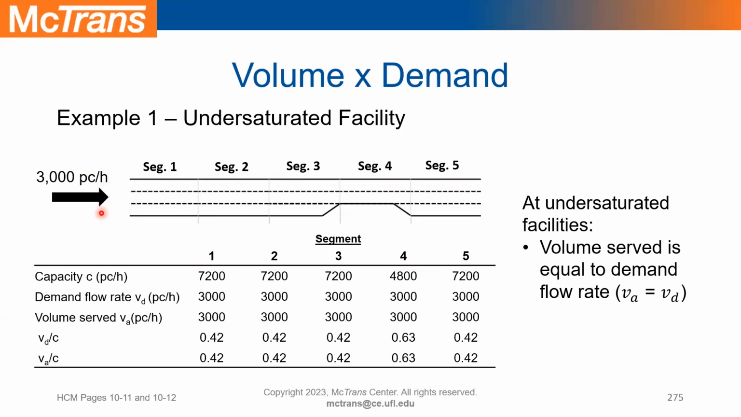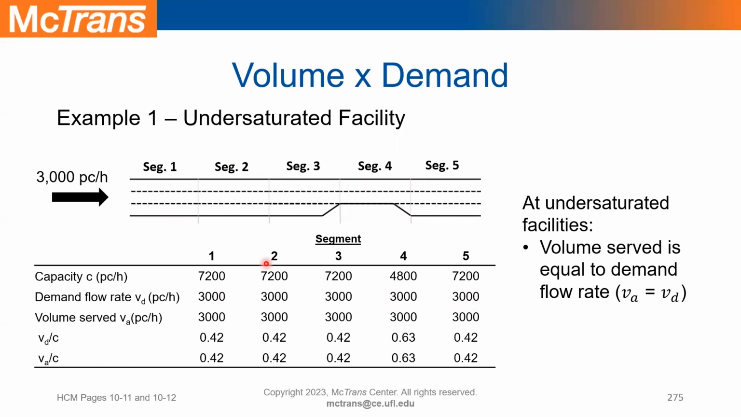Then here, I have 3,000 passenger car per hour demand flow that wants to get served through this facility. What happens is that 3,000 vehicles want to get served through segments 1, 2, 3, 4, 5. No matter what the capacity is, they want to get served. So that's why demand for all segments is 3,000. So you see it's in the table everywhere.